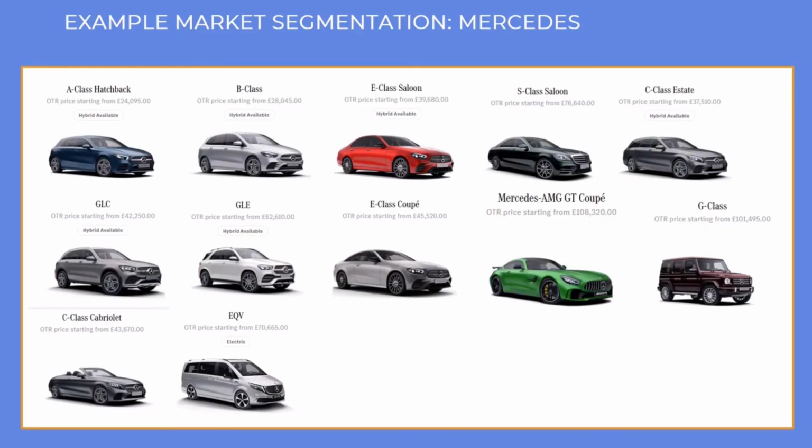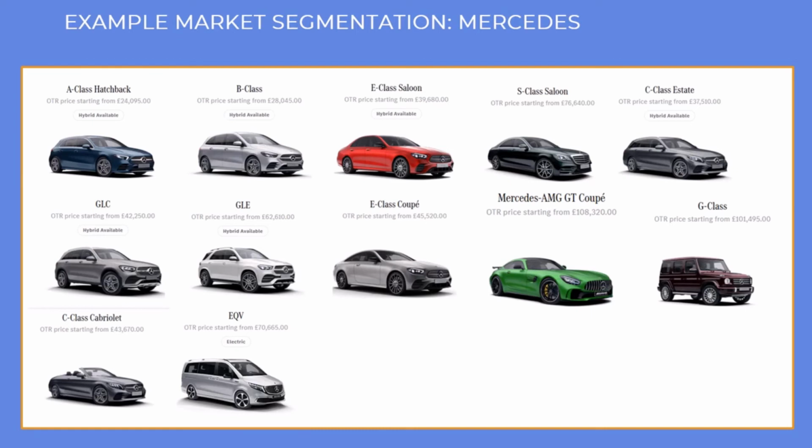Finally, I want to look at cars. Now, specifically, we're looking at Mercedes. They have targeted the higher income brackets. The cheapest car available here starts from £24,000. So they have targeted the highest income people, really.